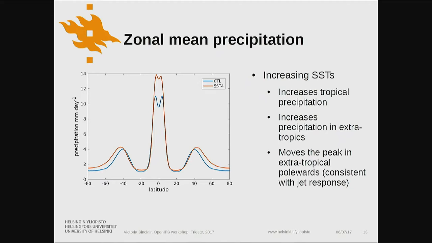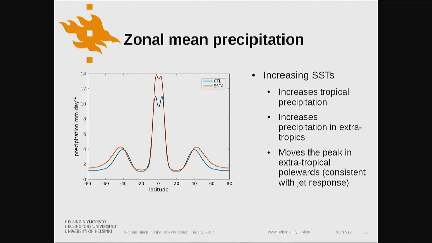We can see that when we increase the sea surface temperatures, remember they're increased uniformly, so we don't change any gradients here, this is the orange line. We see we really increase the tropical precipitation quite significantly. And we can also see that in the extratropics, in both hemispheres, we increase the precipitation slightly, but we also shift the peak polewards slightly.